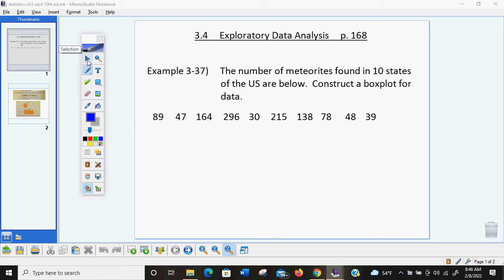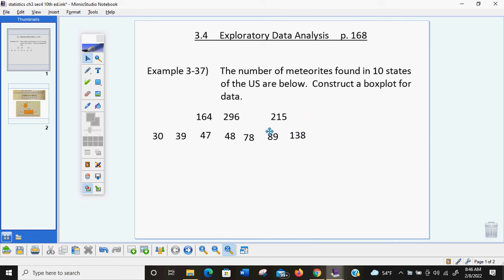First thing we need to do, you guys, is put them in order, lowest to highest. So I think 30 is the lowest, then 39, 47, 48, 78, 89, 138, 164, 215, and 296.